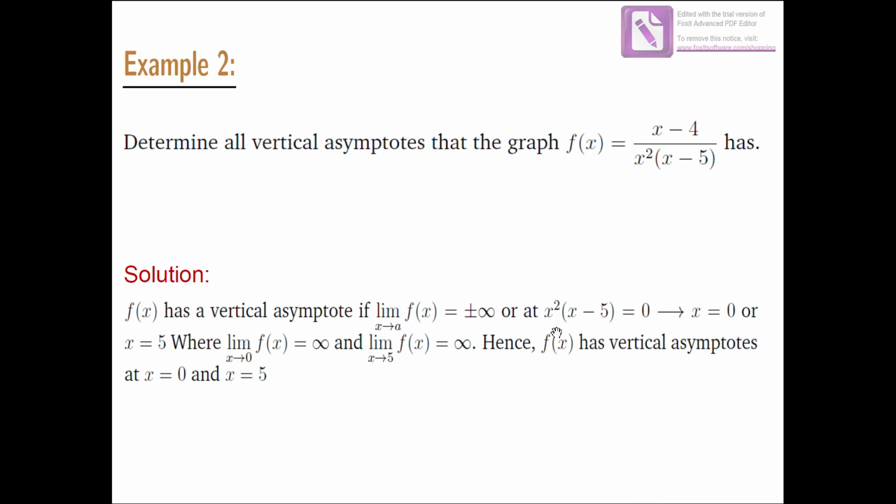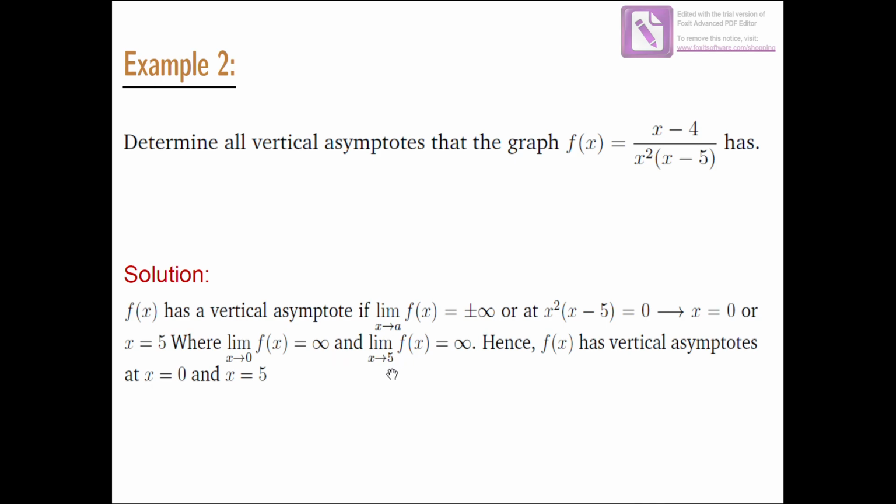That means either x is equal to 0 or x is equal to 5. But we need to check, is the limit when x approaches 0 equal to infinity or minus infinity? And is the limit when x approaches 5 plus or minus infinity? Let us see. The limit of f(x) when x approaches 0, by direct substitution, you will get minus 4 divided by 0 multiplied by minus 5, so minus 4 over 0, which is infinity. So here we get when x approaches 0, the limit goes to infinity.